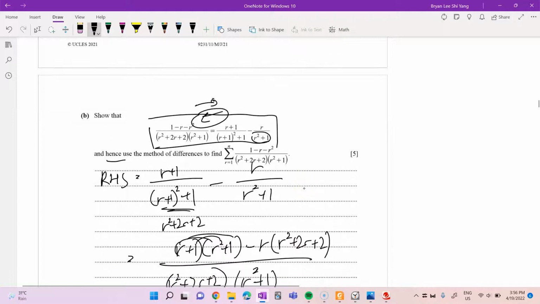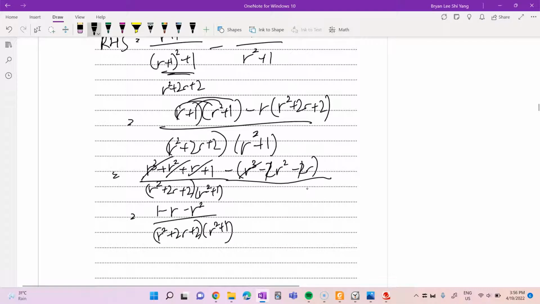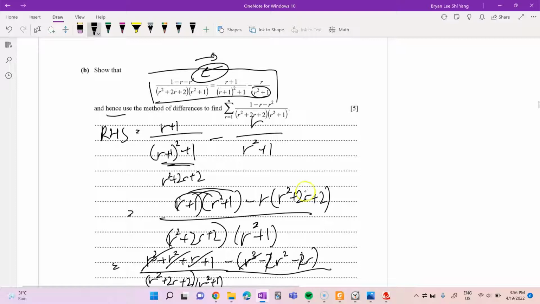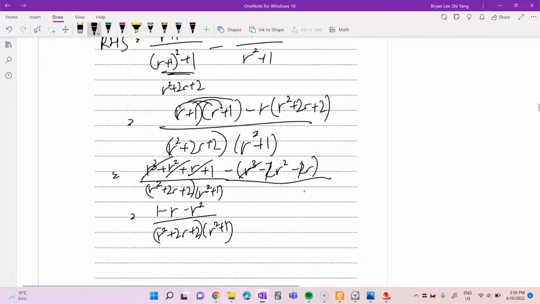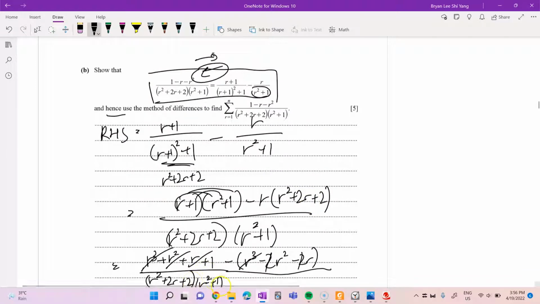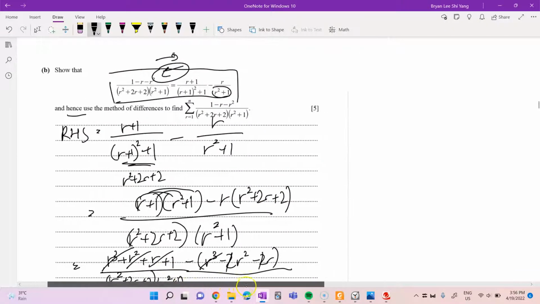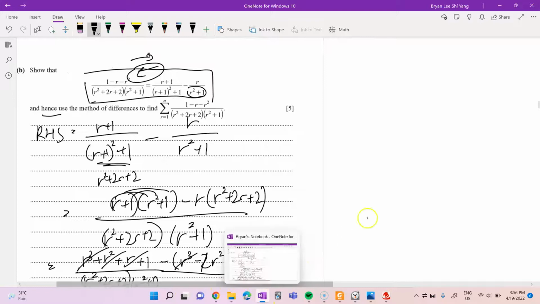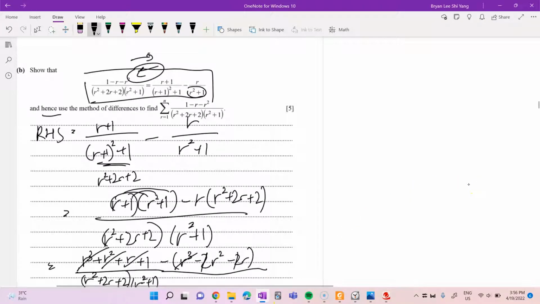Hence use the method of differences to find. Method of differences is basically seeing that the next term would repeat, so we just cancel off stuff. I think I'll just write it on the right of the paper because I'm running out of space. Sorry guys. And then we have r equals 1 and 1 minus r squared. Then this absolute mess.